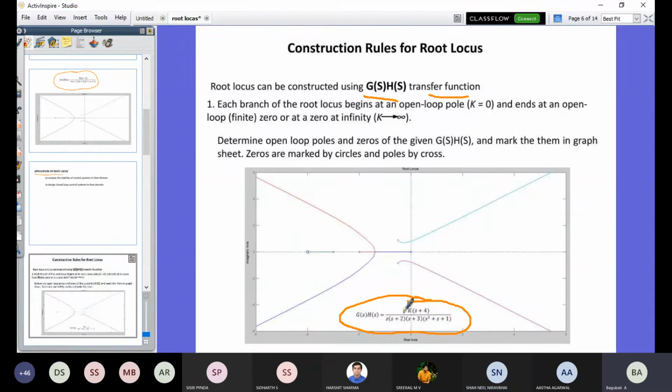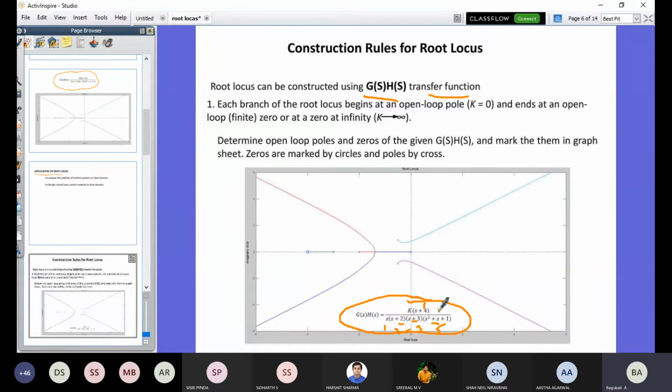How many poles are there here, dear? So there are 5 poles. This is one pole, this second pole, this third pole. Here 2 poles are there, from s squared plus s plus 1. Okay, 1, 2, 3, 3 plus 2, 5 poles. How many zeros? 1 zero. Please listen, dear.